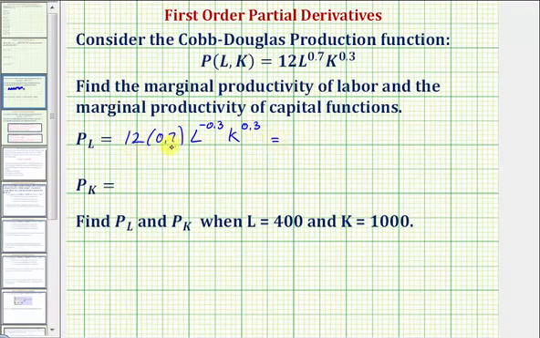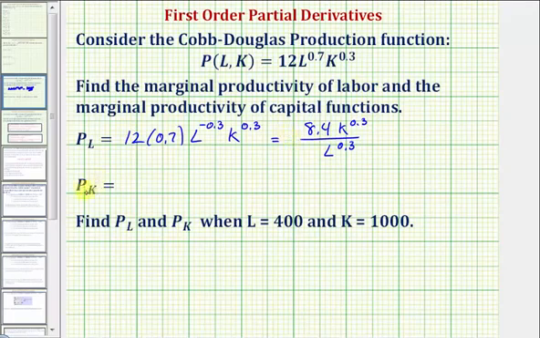So 12 times 0.7 is 8.4, so we'd have 8.4. K has a positive exponent, so that would be in the numerator, so K to the 0.3. And because L has a negative exponent, we'll move it down to the denominator, which would change the sign of the exponent. So we'd have L to the positive 0.3 in the denominator. So this is the marginal productivity of labor function.